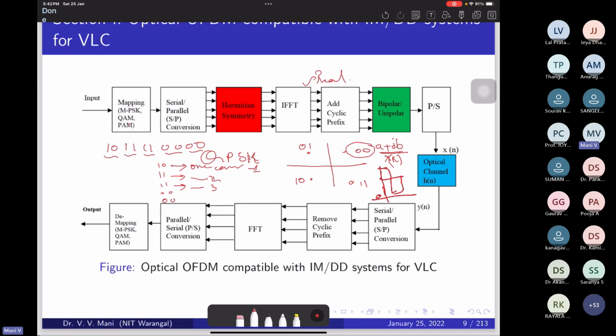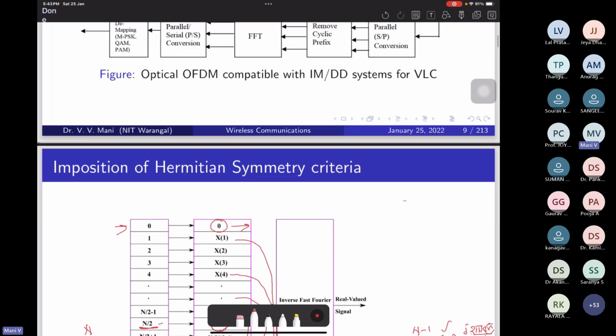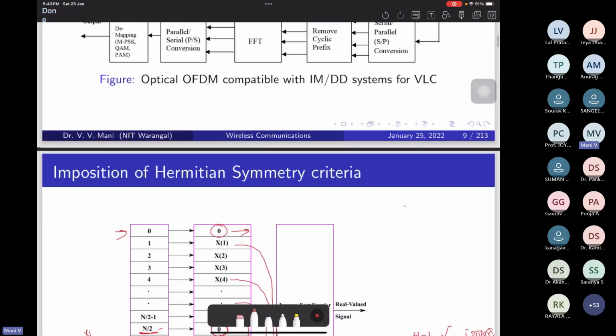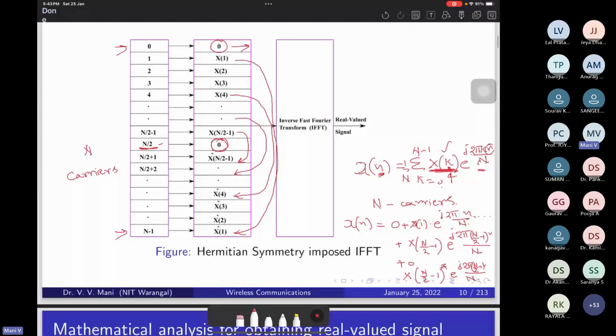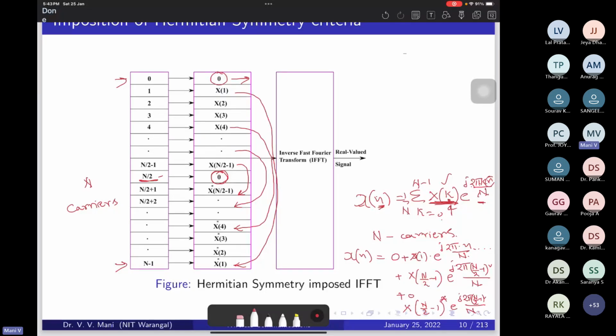But before giving it to the IFFT, we add a Hermitian symmetry. I'll explain what this Hermitian symmetry is. Earlier, I stored this information. If an OFDM is working as n point OFDM, that means we utilize an n point IFFT block. So this n is given for orthonormal basis functions, so each signal is passing through one orthonormal basis function.